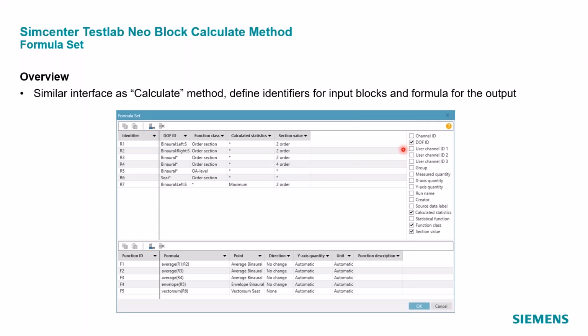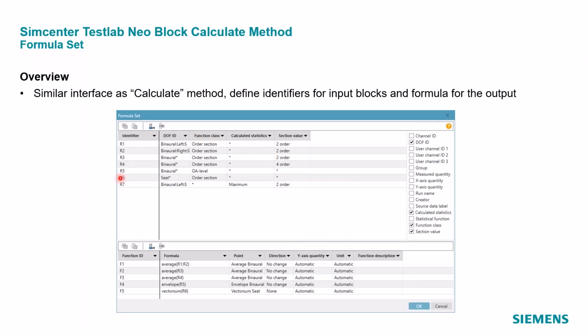On the right side, we have different columns we can use, and then these columns can be used to select data. So here, for example, we're showing the DOF ID, the function class, calculated statistics, and the section value. So here, the first four, I'm picking particular orders, order 2 and order 4. Here, I'm picking an overall level. Here, I'm picking an order section, but this is going to pull all orders, so second order and fourth order. And then here I'm calculating or showing the maximum statistic of the second order.